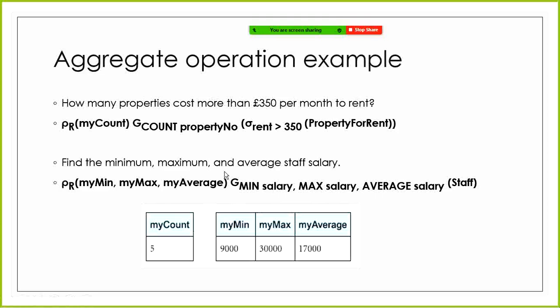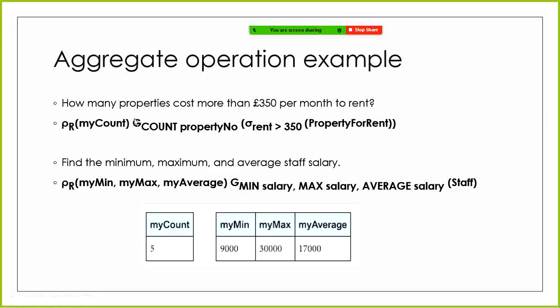For example, we have a statement: how many properties cost more than 350 per month to rent. So here it is asking how many. It is not asking which properties, it is asking how many. So we have to give a number here. So first we will find those properties where rent is greater than 350, and then we will apply the aggregate operator.